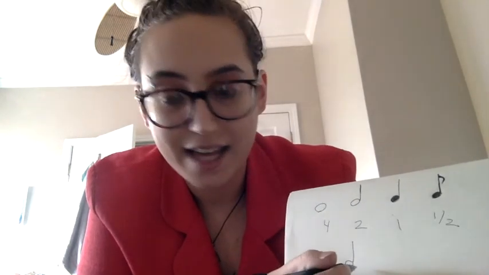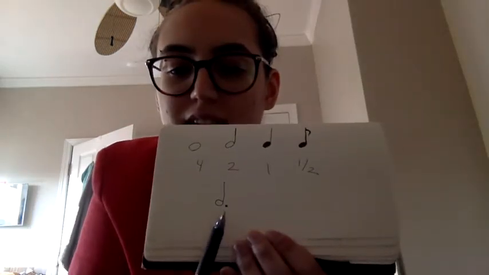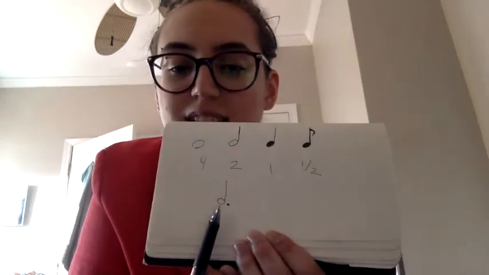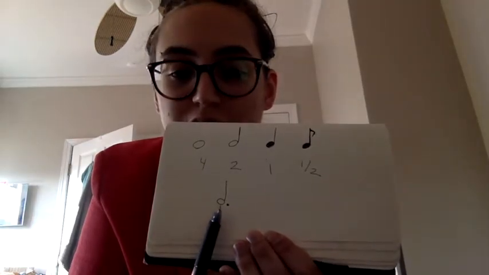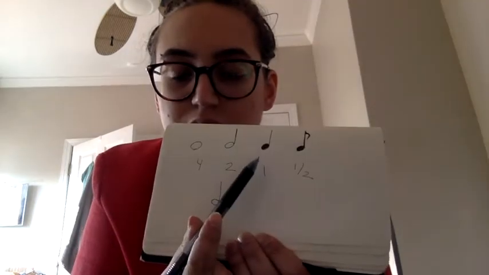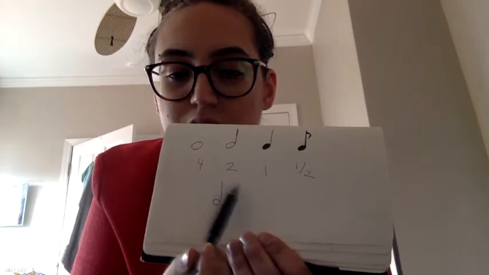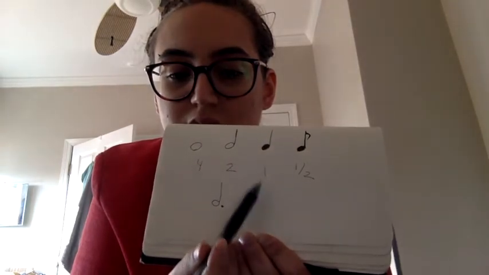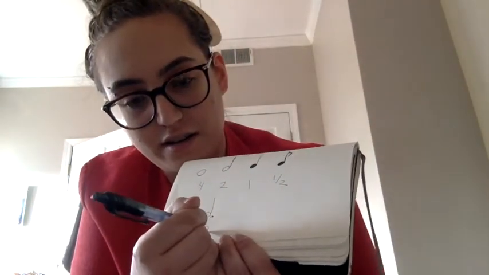And then we're going to add a little dot next to it. So this dot is worth half of a half note. So the dot is worth a quarter note. So you're adding 2 and 1 to get 3. So I'm going to put 3 here.